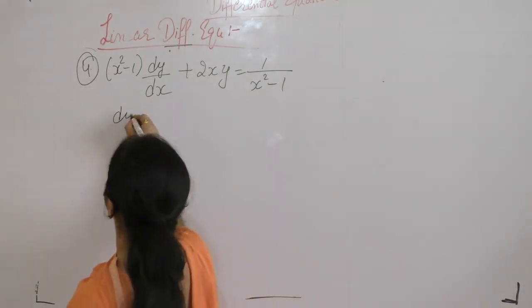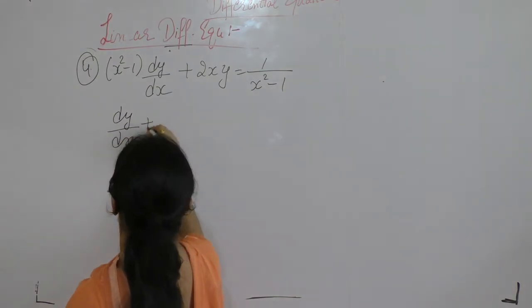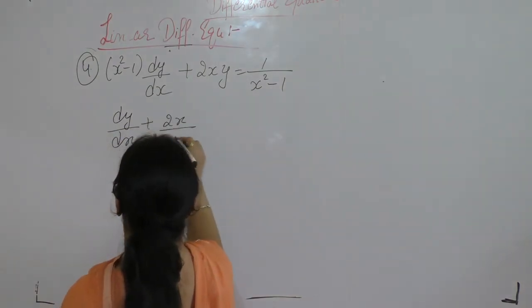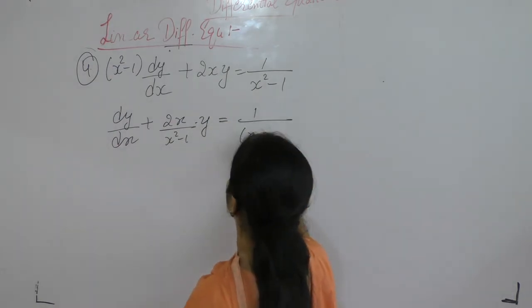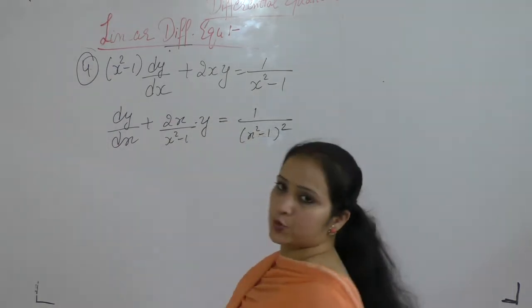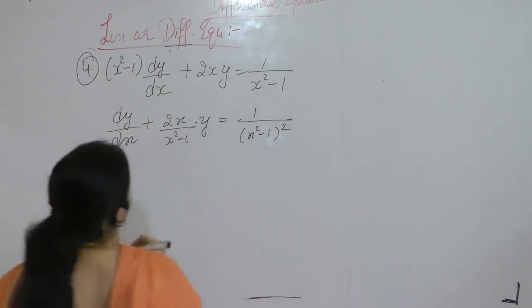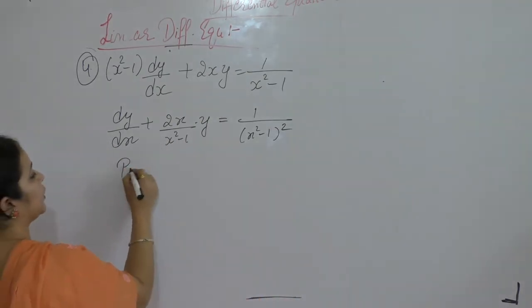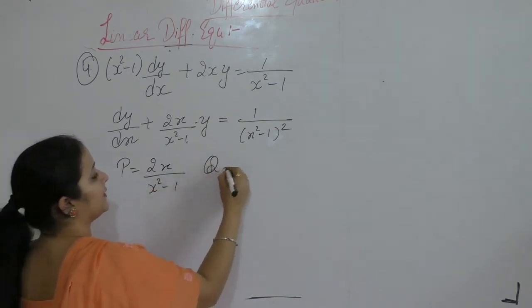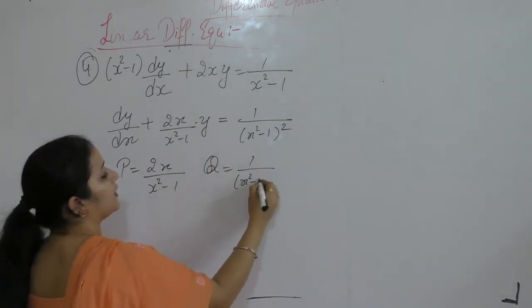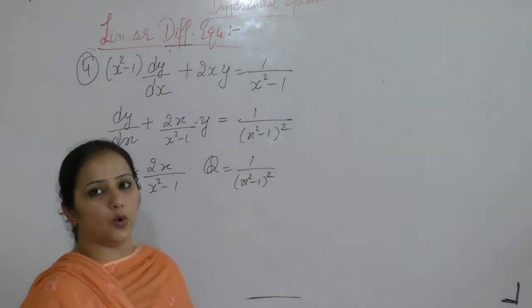So we divide this equation by x square minus 1: dy upon dx plus 2x upon x square minus 1 into y is equal to 1 upon (x square minus 1) whole square. Now by comparing it with the general equation, we get p as 2x upon x square minus 1 and q as 1 upon (x square minus 1) whole square.